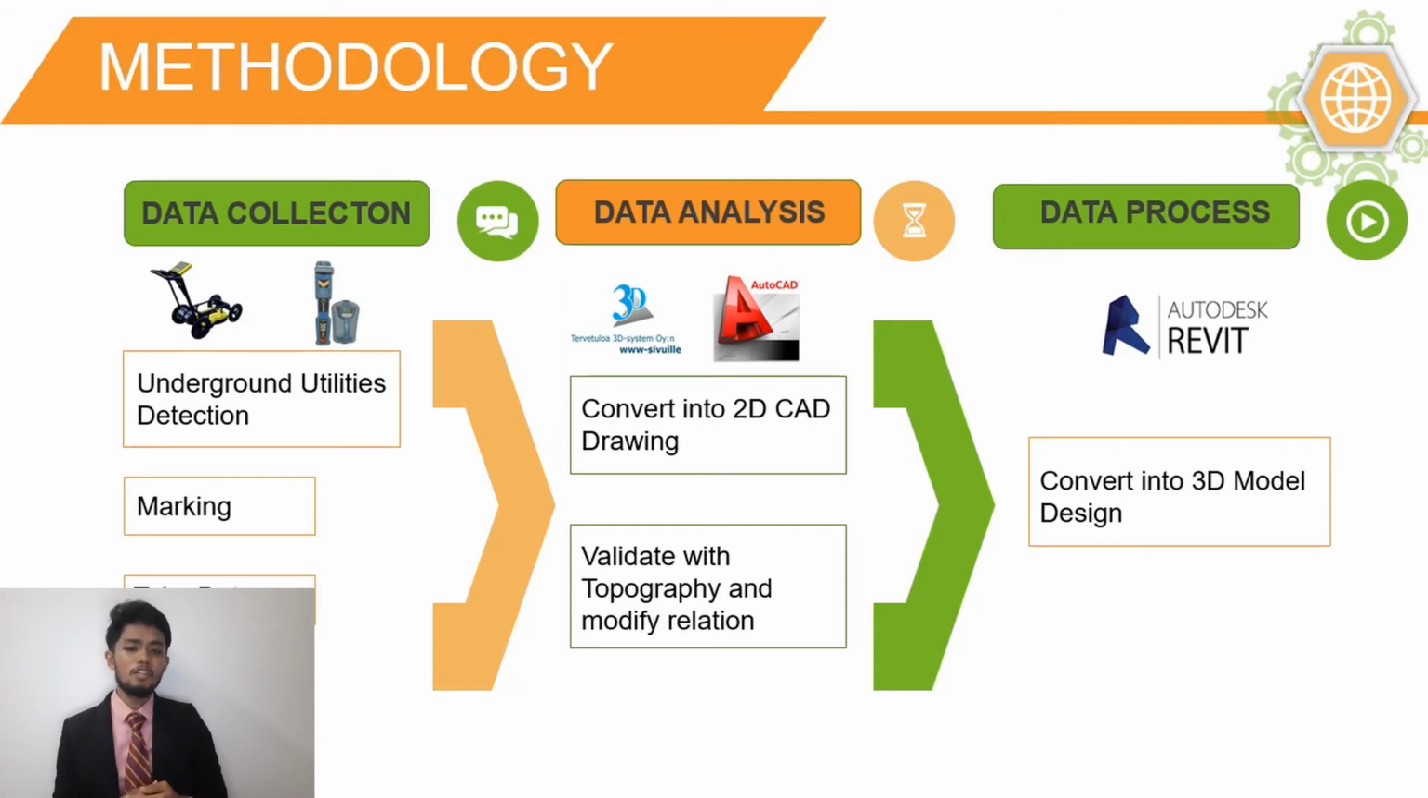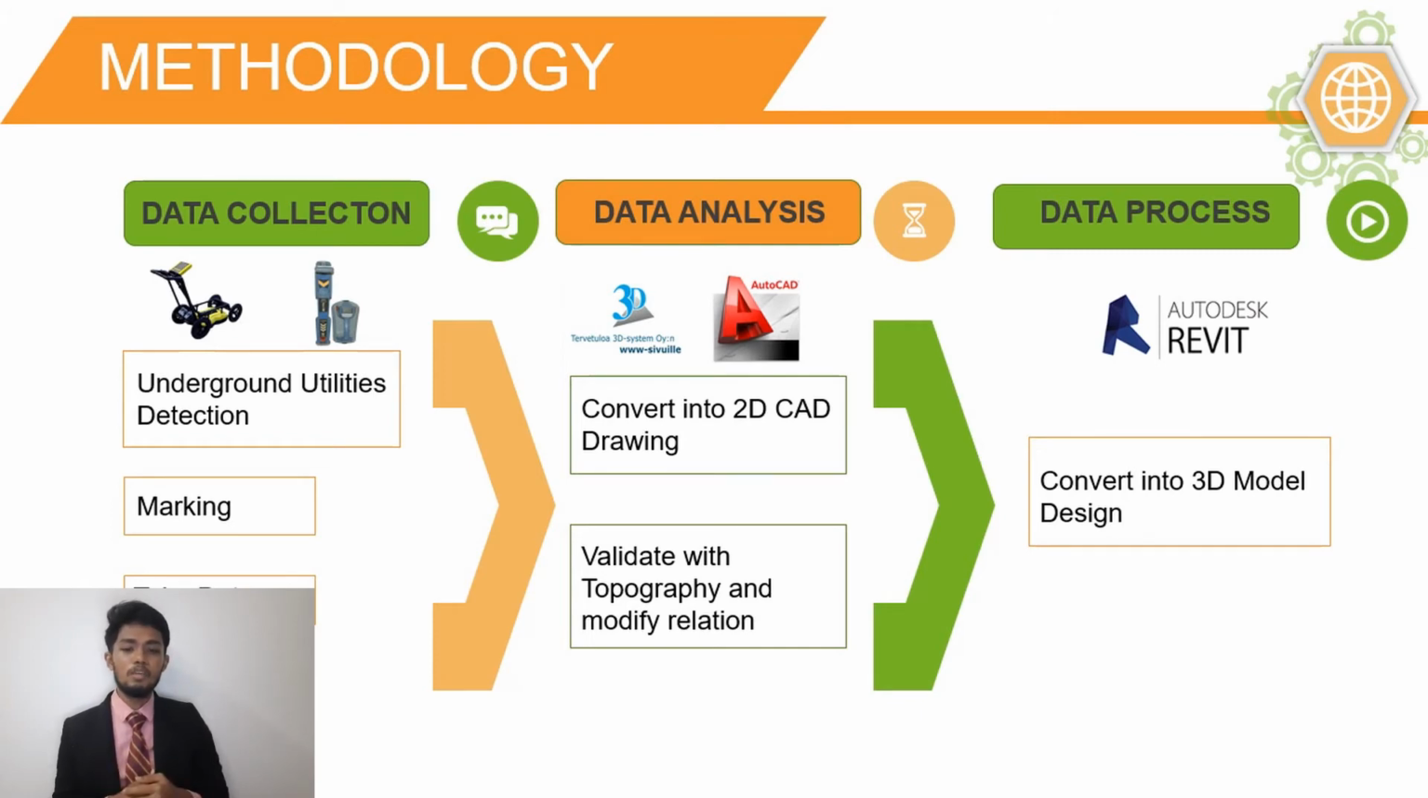The data from the notepad form will be converted into a 2D CAD drawing by using 3D software system. Then the converted data will be validated with the topography and its relation modified based on the topography, then produce the 2D CAD drawing. And we will reach phase 3, which is the data process.